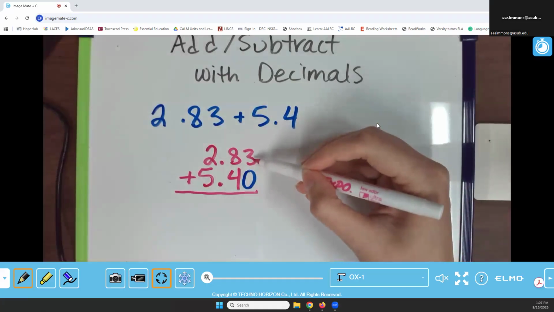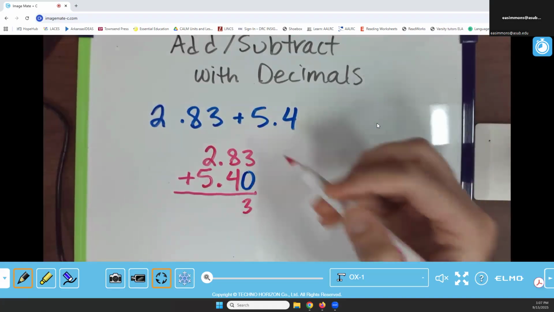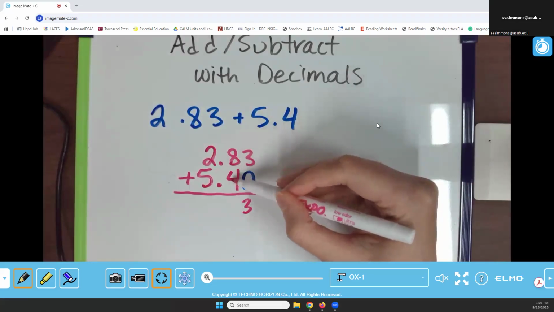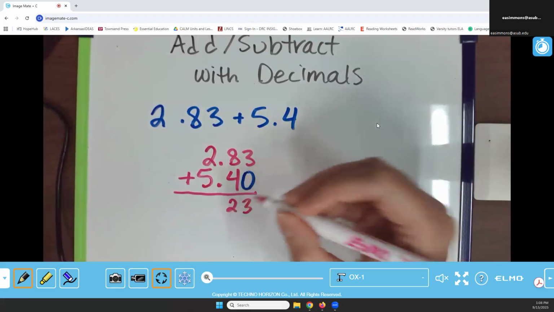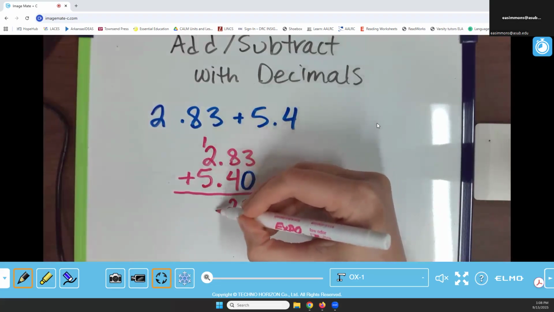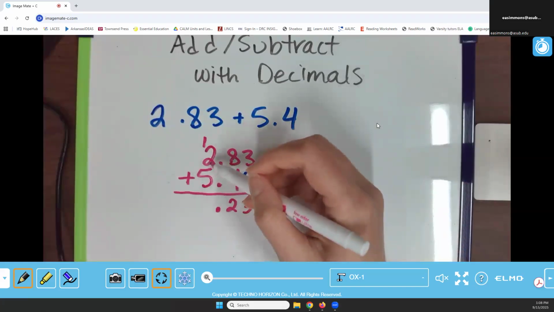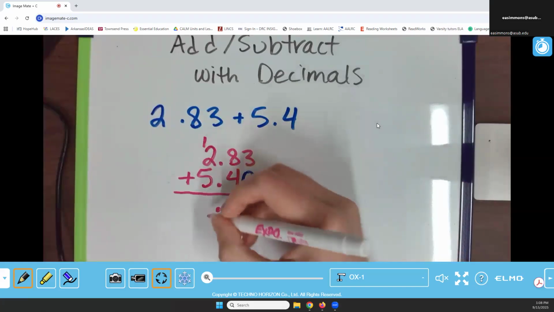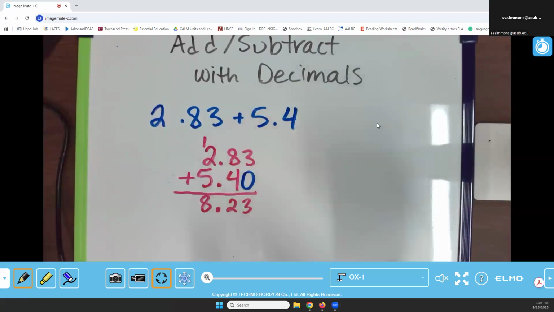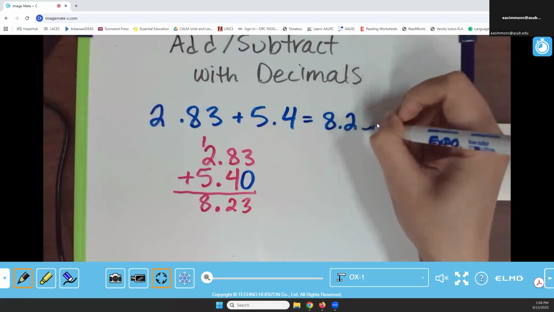So when I add these, I'm going to add my 3 plus my 0 for 3, and then 8 plus 4 for 12. And I need to carry my 1. Then I bring my decimal point straight down and add 5 plus 2 plus 1 to get 8. So when we add 2.83 plus 5.4, we get 8.23.